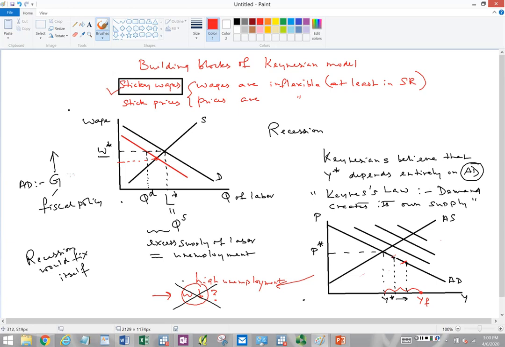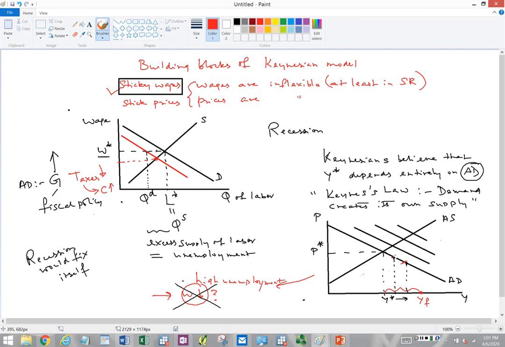The government could also lower taxes. Now what would that do, lower taxes? Well, we've just learned that lower taxes would leave households with more disposable income. So consumption spending would then rise, and that too would cause the AD curve to shift to the right.